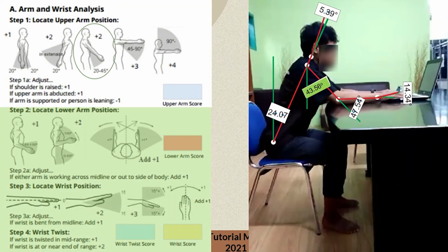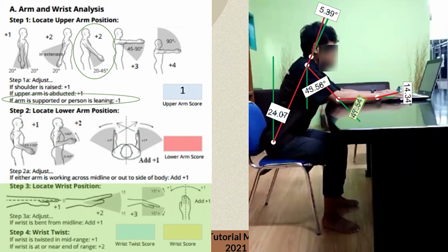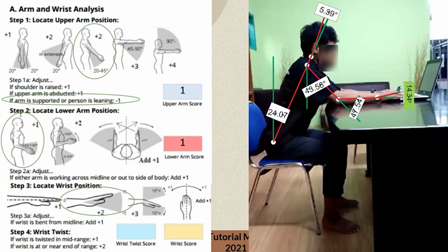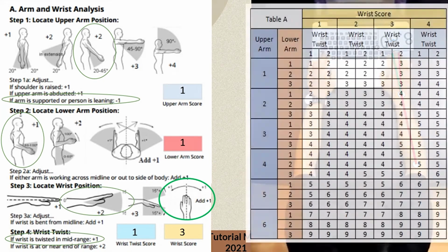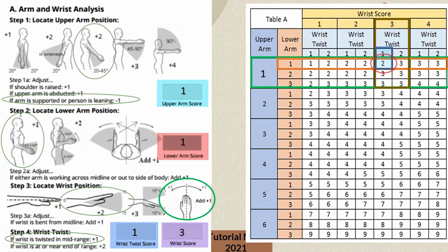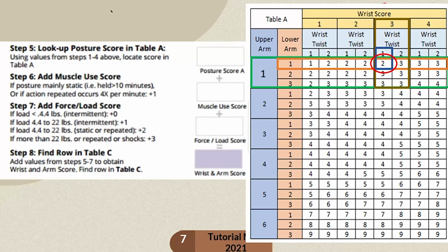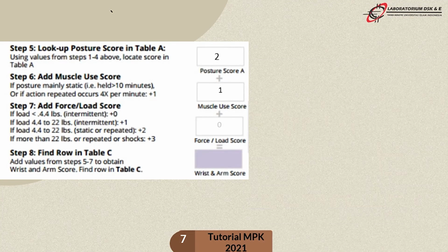In posture A, we measure the angle on the upper arm, the angle on the forearm, and the angle on the wrist and fingers. After getting a score of all body segments in posture A, then the calculation of the total score of posture A is performed using the tables. After getting the total score, it will be summed with the muscle use score or the number of repetitions of movements performed, and summed with the load score, where the load score is adjusted to the weight of the load lifted, and later will be obtained the final score in posture A.